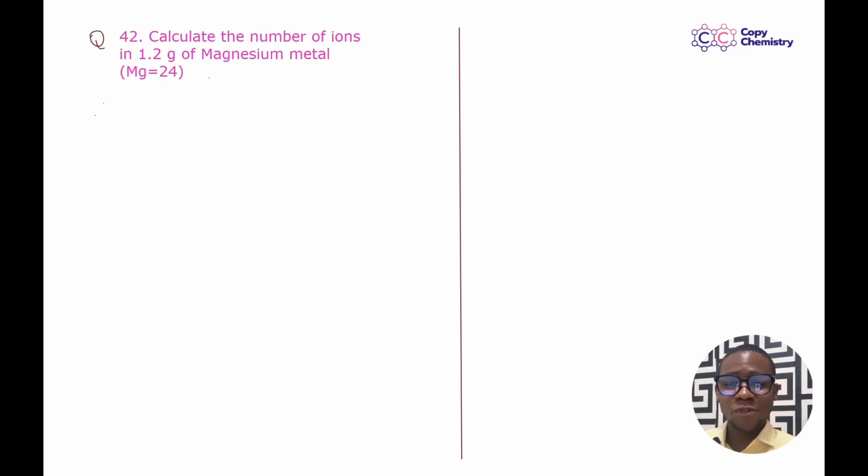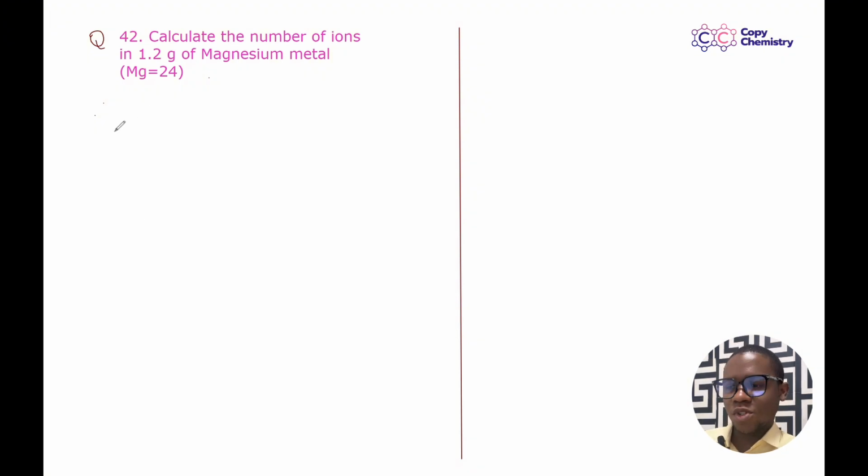Hello, this is question number 42, the second question on stoichiometry. Calculate the number of ions in 1.2 grams of magnesium metal. And they've told us here that the magnesium equals 24. So that is supposed to represent the relative molecular mass according to this question.